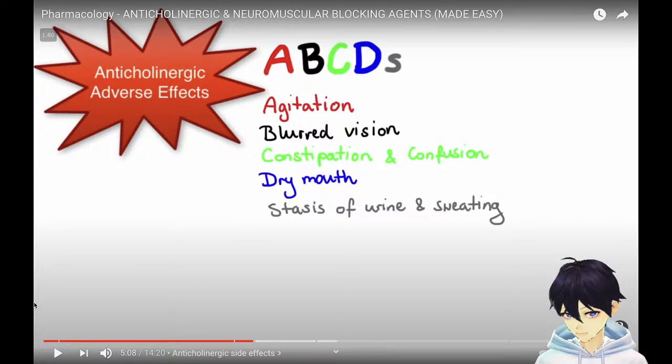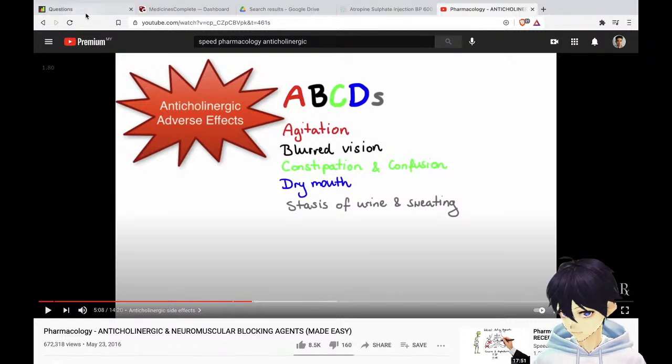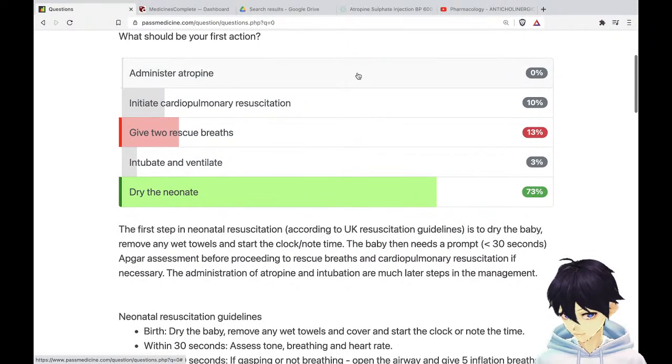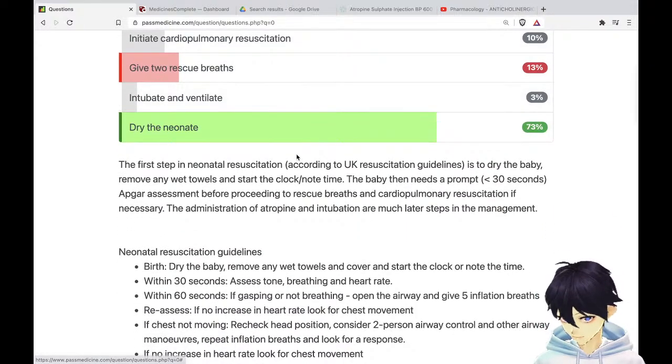Anticholinergics. Stasis of urine and sweating. Does it cause you to sweat, or does it cause stasis of sweat? Logically, if it is an anticholinergic, it has sympathetic effects. So it should cause sweating, right? Okay. Your ABCDs, anticholinergics. Okay. Where were we?